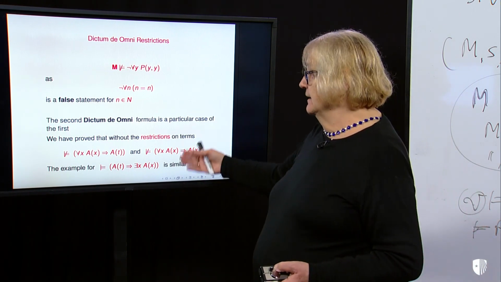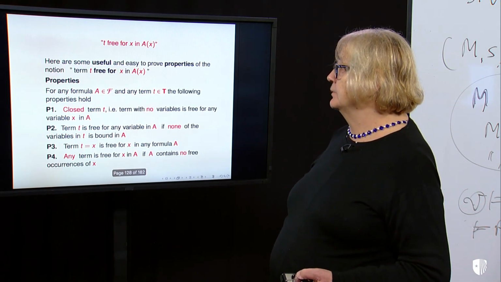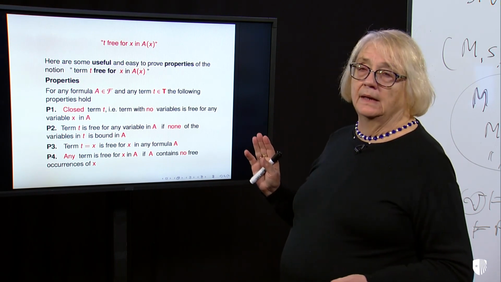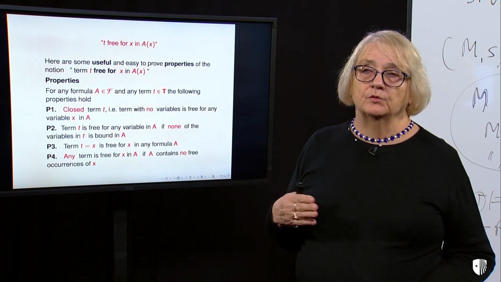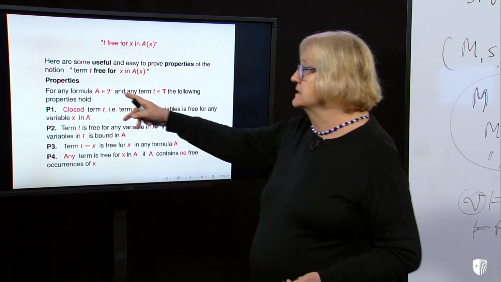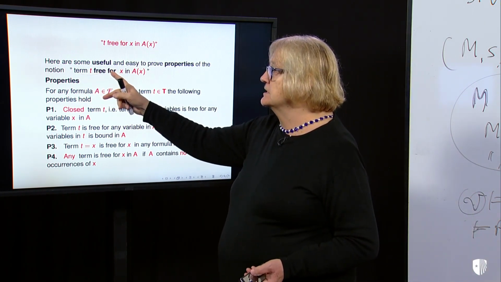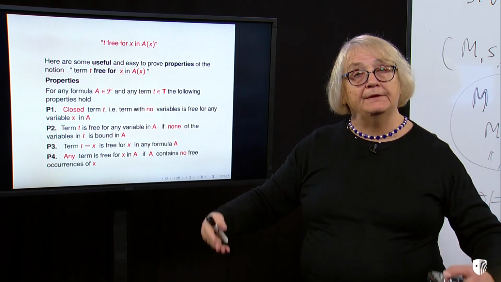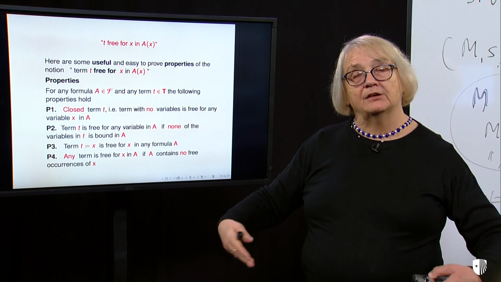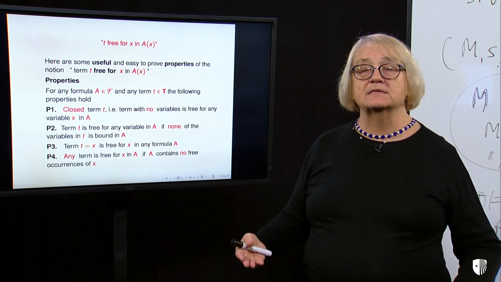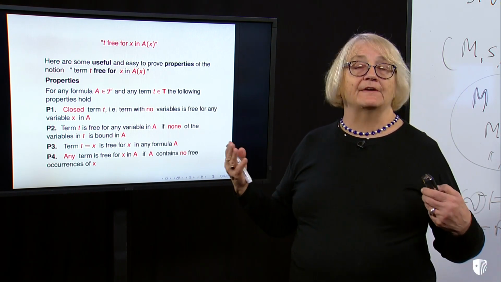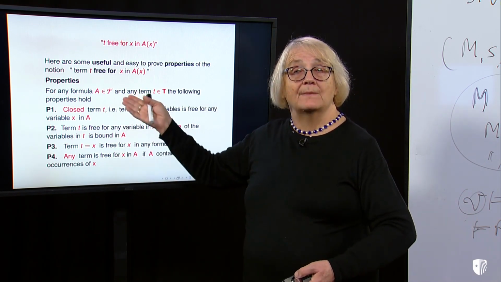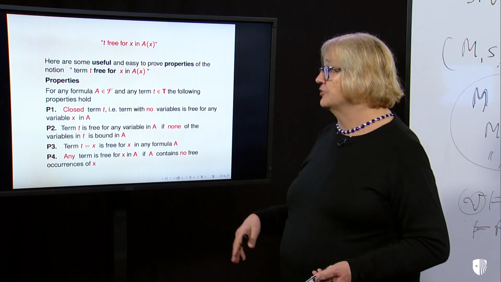And for the second, again, I give you an example. Also, I list some very useful properties of that statement. Term T is free for x in A(x), because that term would appear in later proofs, in the proof of completeness, and in different investigations of automatic theorem proving systems, which will have that type of restriction.